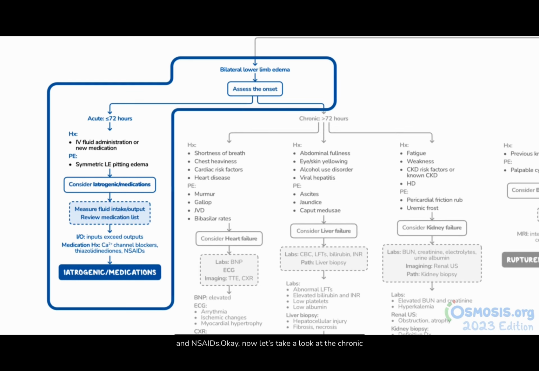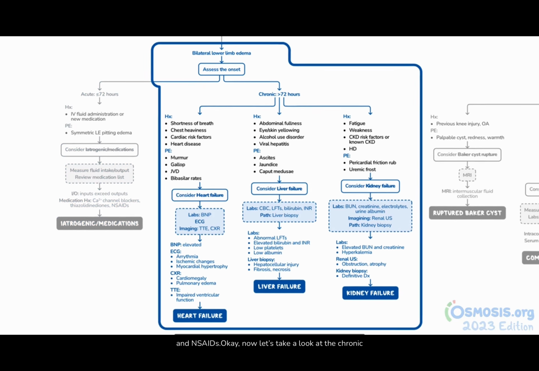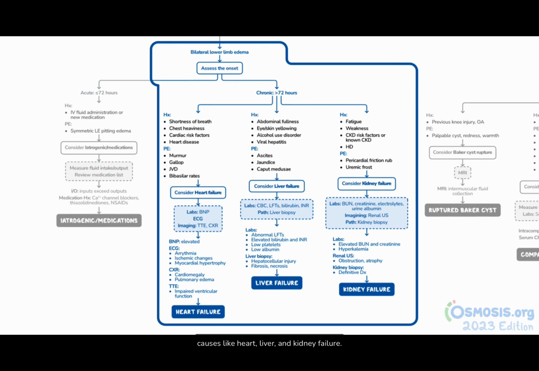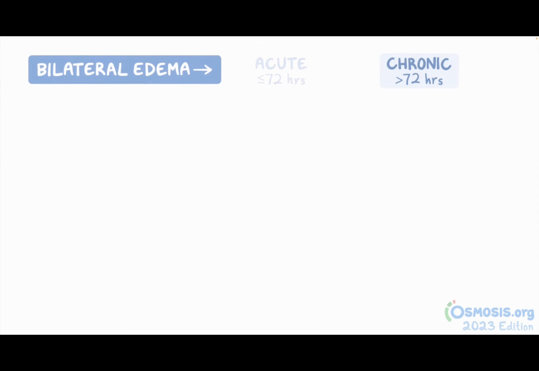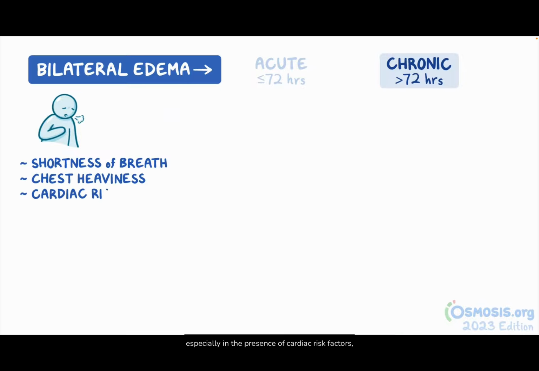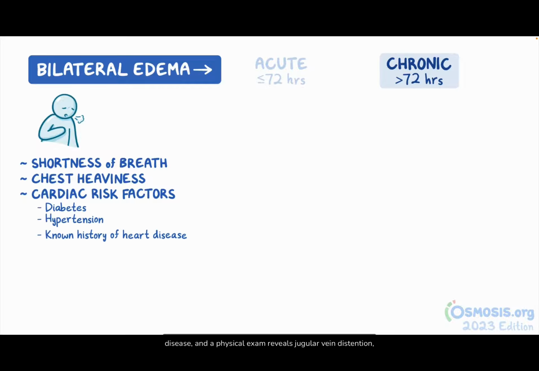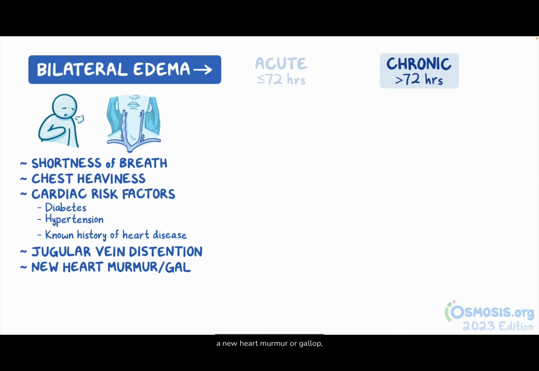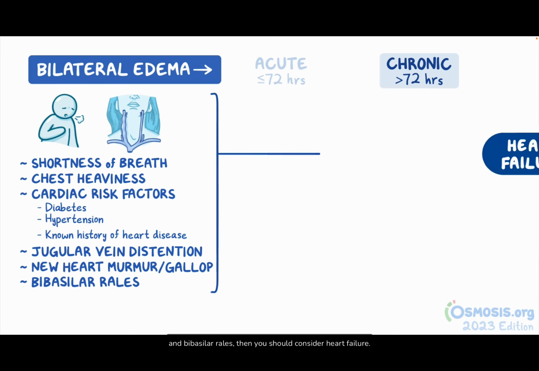Okay, now let's take a look at the chronic causes like heart, liver, and kidney failure. If your patient reports shortness of breath and chest heaviness associated with symmetrical swelling in the lower limbs, especially in the presence of cardiac risk factors like diabetes and hypertension, or a known history of heart disease, and a physical exam reveals jugular vein distension, a new heart murmur or gallop, and bibasilar rales, then you should consider heart failure.